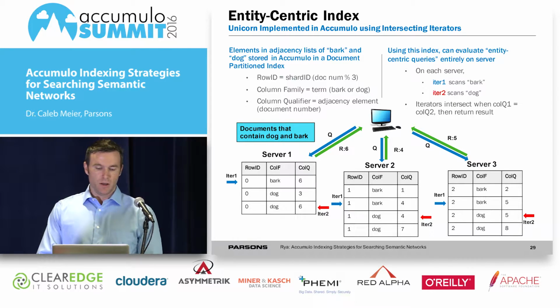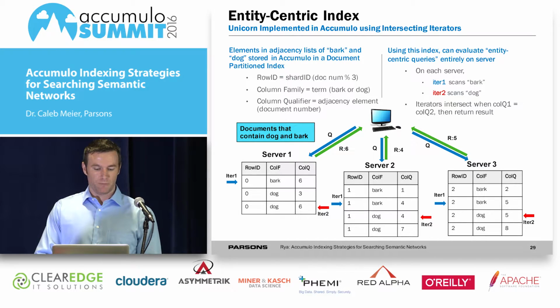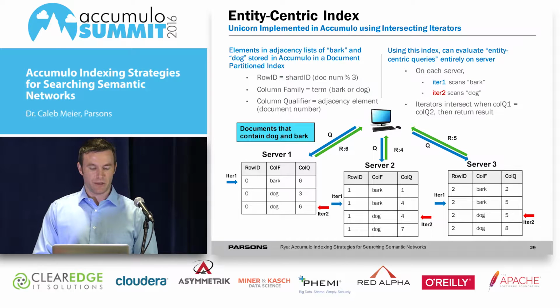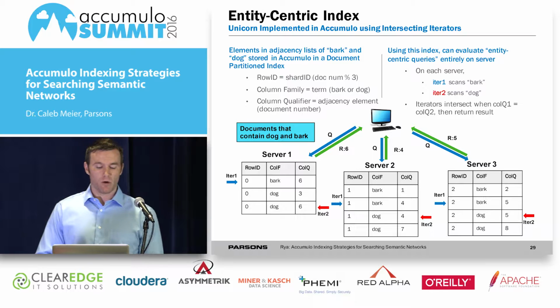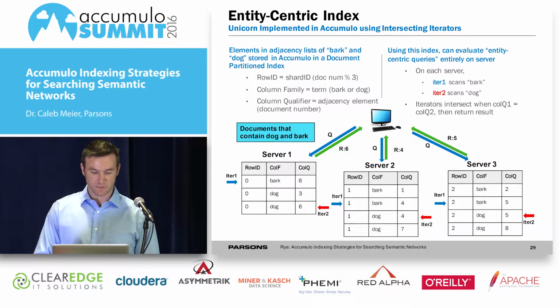So on server 1, we have iterator 1, it stops on the column qualifier 6 for bark. And we have iterator 2, it stops initially when the column qualifier is 3, right? And we see that we don't have an intersection there because the column qualifiers are different. So then because the column qualifier for iterator 2 is less than the column qualifier for iterator 1, we increment iterator 2. When we increment iterator 2, we then see that the column qualifiers are the same and the row IDs are the same. So we have an intersection, and we pass back document 6.